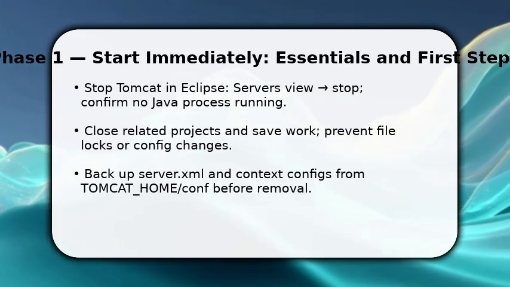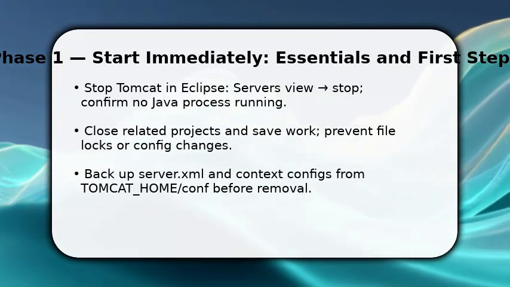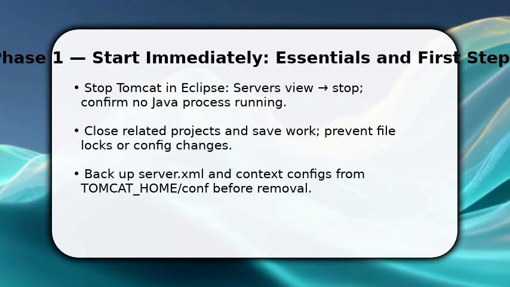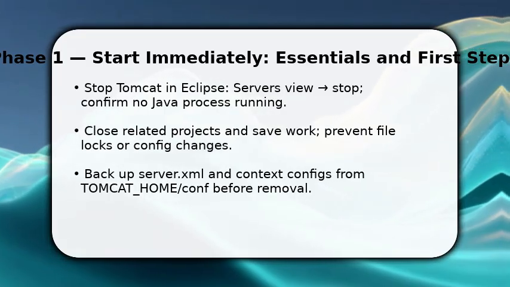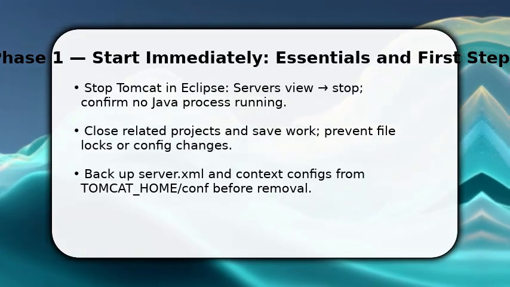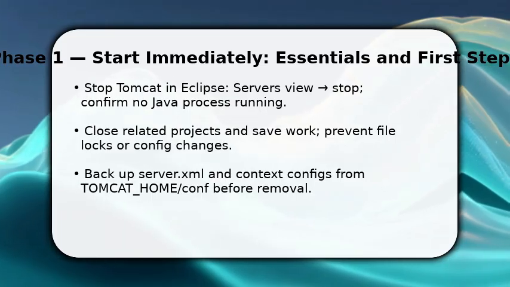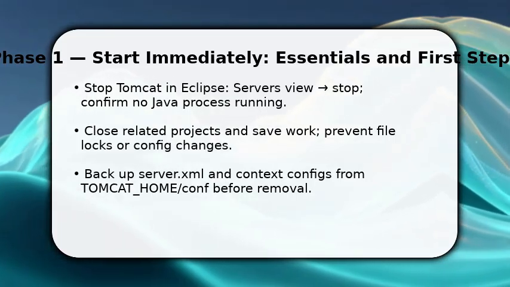Enjoy the video. You start by stopping the server so files are not locked. Open the server's view and issue a stop, then confirm the JVM process is gone. Once stopped, close any web projects that reference the server so Eclipse releases workspace links.